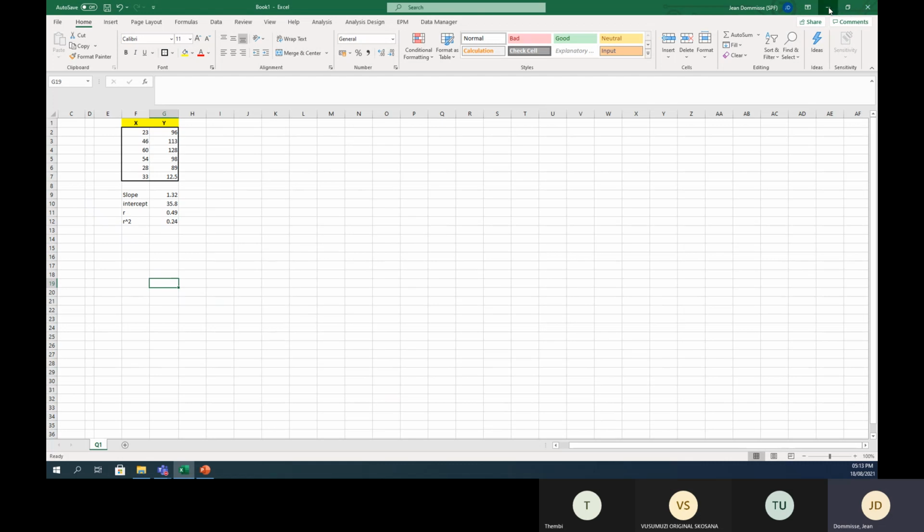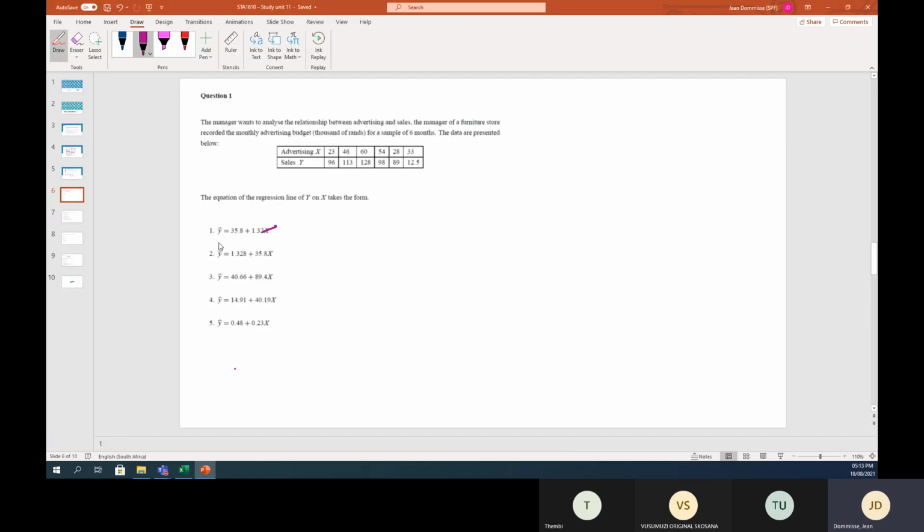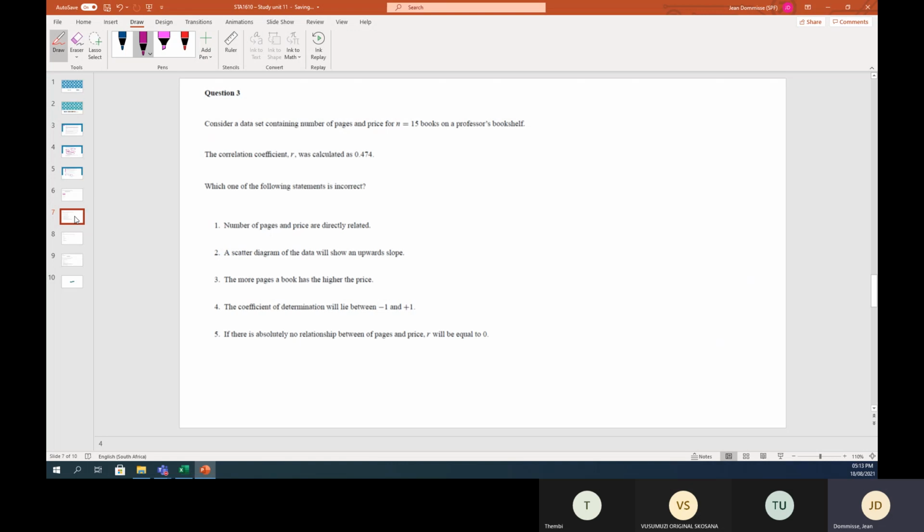Again, I will share that with you. For me that is nearly the easiest way to work this out. Else you could have gone with your calculator, to say 23 input, the 96 input. So you could have gone that route as well. Okay, so I think the next one is more about the correlation coefficient.